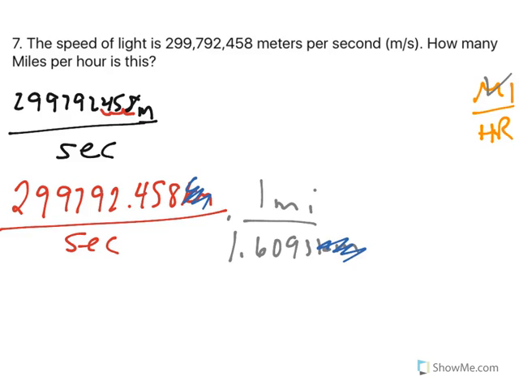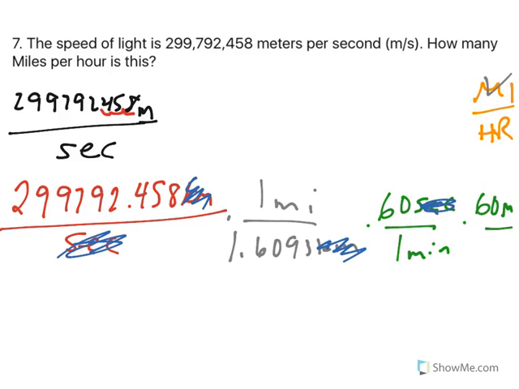Now to get out of seconds, I know there are 60 seconds in 1 minute, so that makes my seconds go away. And then I can say there are 60 minutes in 1 hour. There's my hours. So now I'm in the right units. My minutes will go away. So I take my big number, I divide by the 1.6 in the bottom, multiply by 60, and I end up with a huge number.